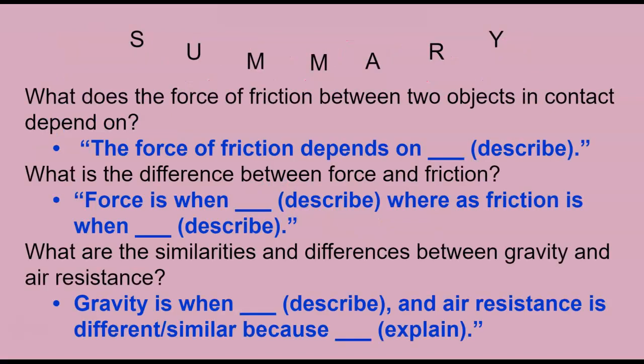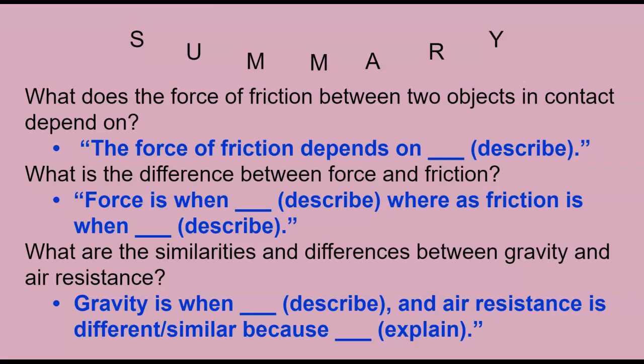All right, let's look at the summary. So, what does the force of friction between two objects in contact depend on? The force of friction is dependent on how rough the surface is and how hard you're pushing two things against each other. What is the difference between force and friction? Force is when you use a push and pull to move something, where friction is kind of like the resistance of that movement.